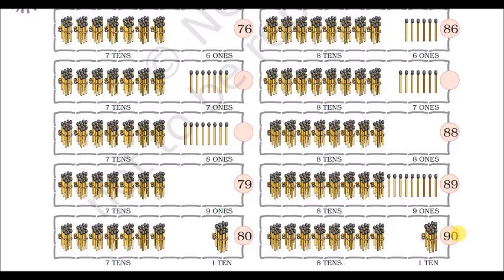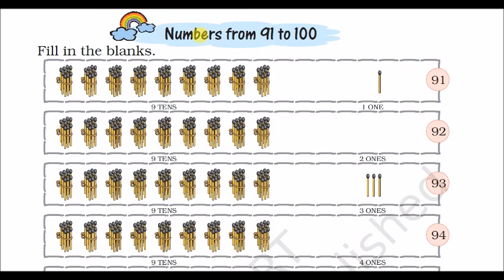9 and 0. Numbers from 91 to 100. 9 tens and 1, 91. 9 tens, 90 plus 2, 92. 9 tens, 90 plus 3, 93. 9 tens, 90 plus 4, 94.